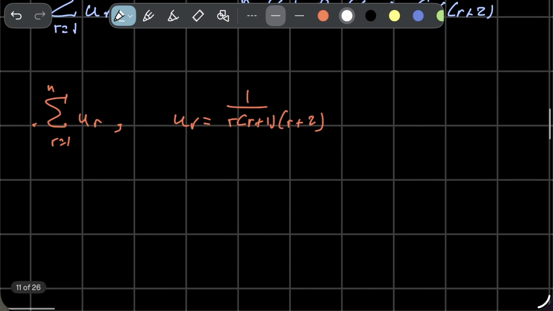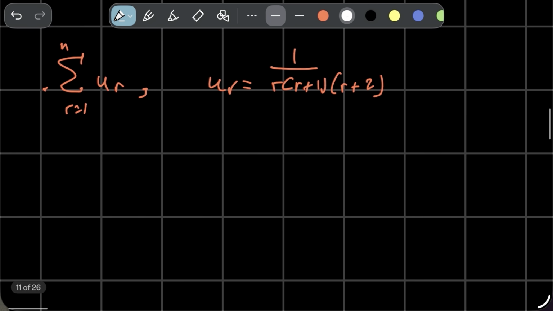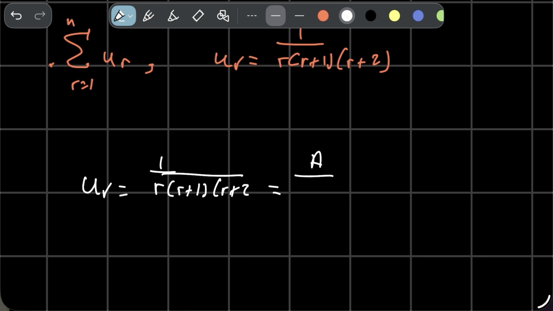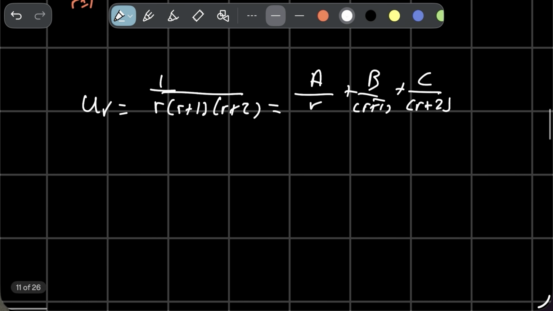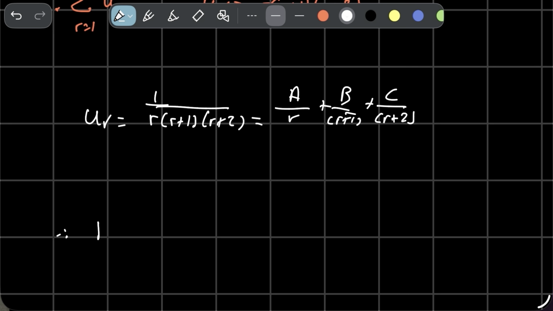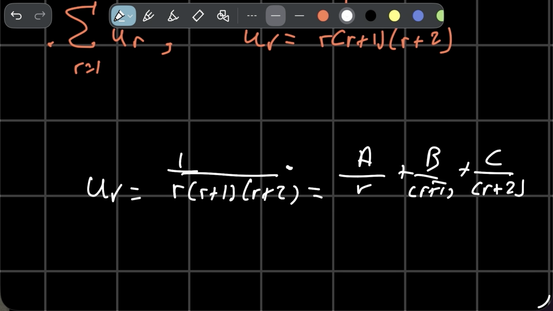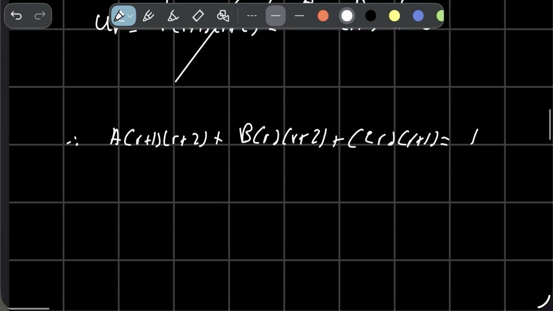So let's take this example. First, we would do the partial fractions. u_r equals 1 over r(r plus 1)(r plus 2), which is equal to A over r plus B over r plus 1 plus C over r plus 2. Obviously, we just multiplied both sides by the denominator, so the left side will be 1, and the right side will be like this. So let's expand and compare coefficients.